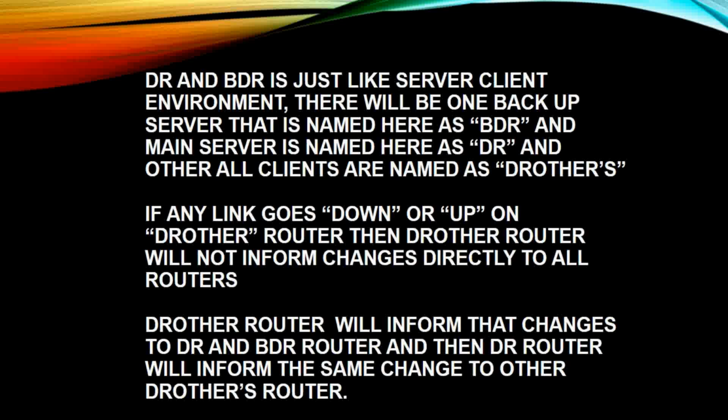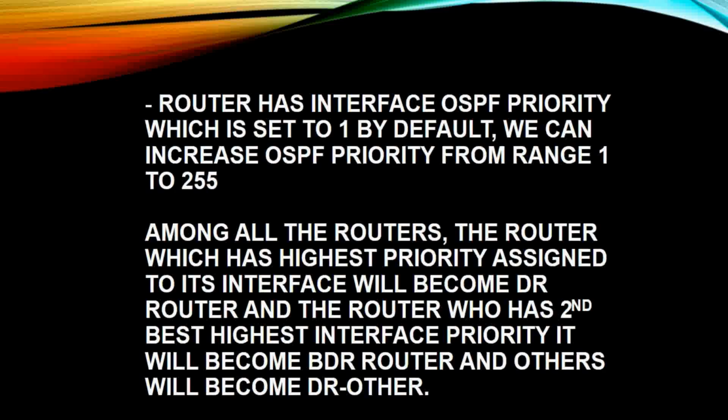If any link goes down or up on a DROther router, then the DROther router will not inform the changes directly to all routers. The DROther router will inform those changes to the DR and BDR routers, and then the DR router will inform the same change to the other DROther routers. Selection of DR and BDR router. Each router interface has an OSPF priority which is set to 1 by default. We can increase the OSPF priority in the range 1 to 255. Among all the routers, the router which has the highest priority assigned to its interface will become the DR router, the router with the second highest interface priority will become the BDR router, and others will become DROthers.